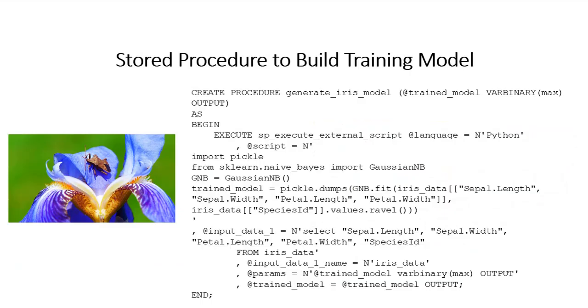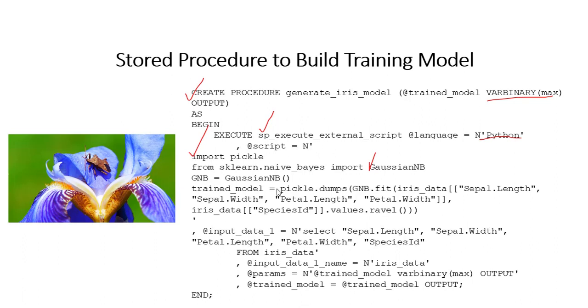Here is the stored procedure to build our training model, and it is a mixture of SQL and Python. So here we create the stored procedure, and it is going to create an object, so we won't be able to view it directly in the table, and that's of type varbinary. Here's where we specify that we're using Python and we're executing the external script. We're importing pickle, and I'll talk about that in just a moment. And we're also going to use the Gaussian naive Bayes for the distribution.